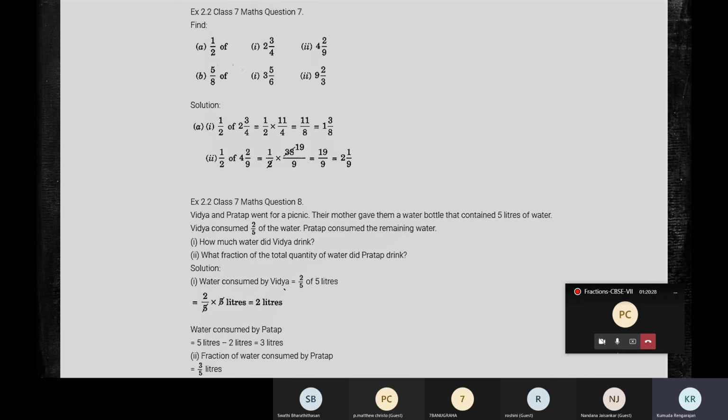Okay, let's see. Only A is worked here. So let me take this up. Half of 4 2/9. Half is 1/2 here. Of means multiplication. 4 2/9 as an improper fraction is 38/9. Now you should take a number from the denominator and one from the numerator and simplify. 2 1s are 2, 2 19s are 38. 38 divided by 2 is 19. Now multiply the numerators: 1 into 19 is 19. And here 1 into 9 is 9. And then write it as a mixed fraction.